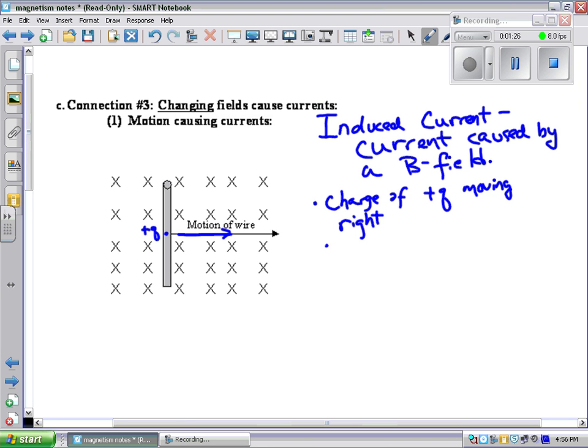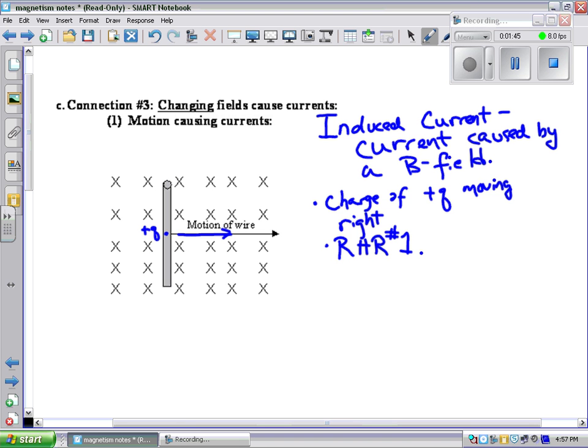Now, our first connection between magnetism and electricity is if there's a charge moving in a magnetic field, it's going to experience a force. And we use the equation F equals QVB to find the force on it. We also used right-hand rule number 1 to find the direction of the force. So we'll do that for this charge.